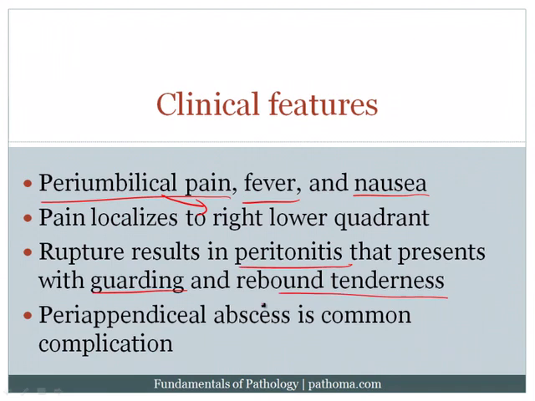Now, guarding refers to the fact that there's so much pain in the abdomen that the patients keep themselves very tight, and when you press down on the abdomen, you can feel the muscles very tight, trying to guard against you pressing any deeper. And then rebound tenderness is when you press down on the abdominal wall and then let go. It hurts a tremendous amount when you let go. That's called rebound tenderness. And of course, you can develop an abscess around the appendix. It's a common complication. That would be called a periappendiceal abscess.